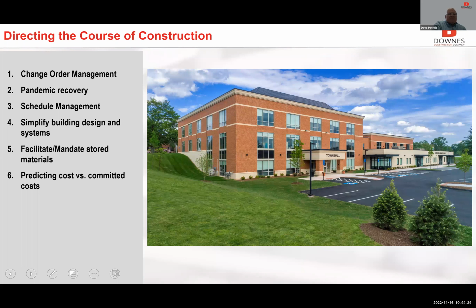Okay, so let's talk about directing the course of construction. And I think we've sort of highlighted a lot of different things today in terms of things that we're seeing that might be a little different than we have seen in the past. But let's touch on a couple of specific points.